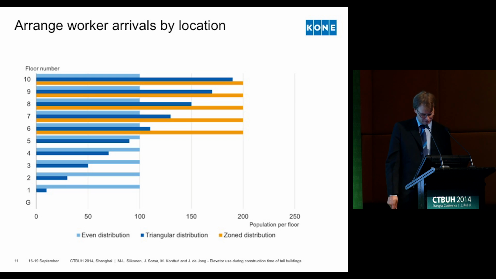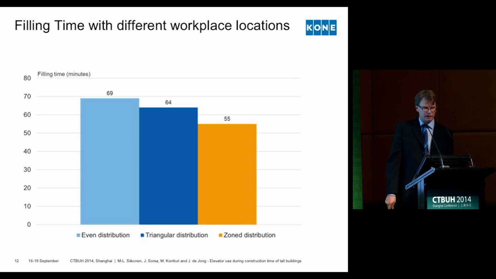So with this simple 10-floor example, we calculated the filling time, and the fastest time to fill this building is something like 55 minutes with this zone distribution. And this even distribution resulted in about 15 minutes longer filling time, which means approximately 20% more time required to transport all the workers to their workplaces.